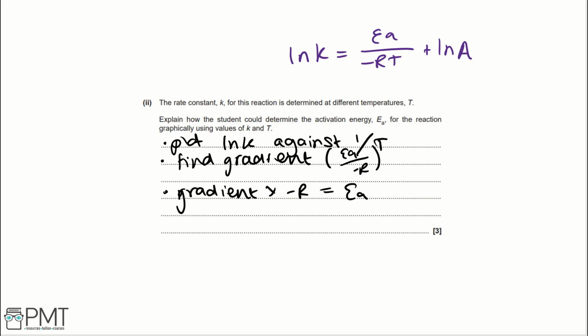For this question, you get a mark for each of the bullet points that I've drawn up here. So one for saying plot ln k against 1 over T, one for finding the gradient, and one for saying that the gradient multiplied by minus R equals EA.